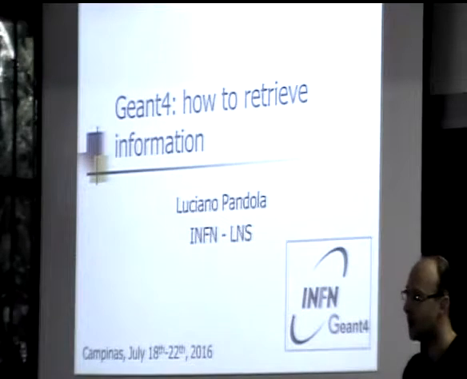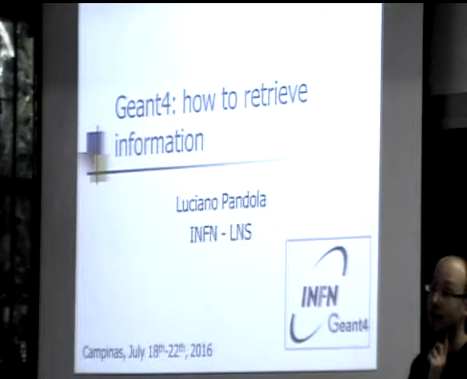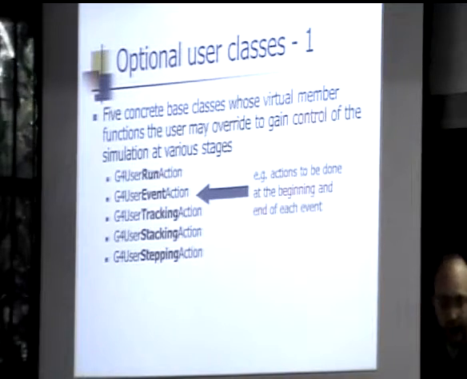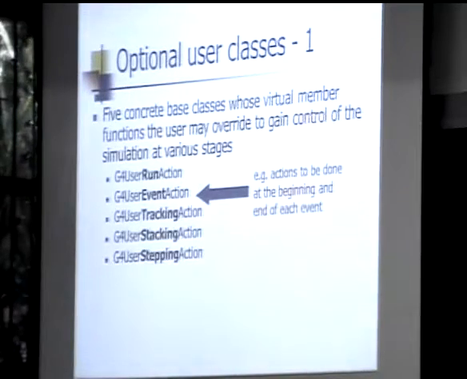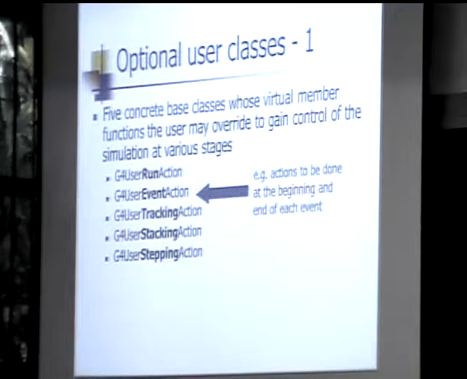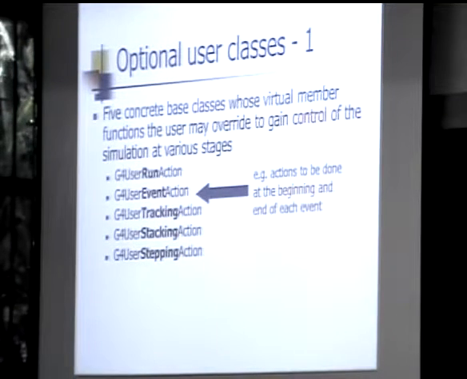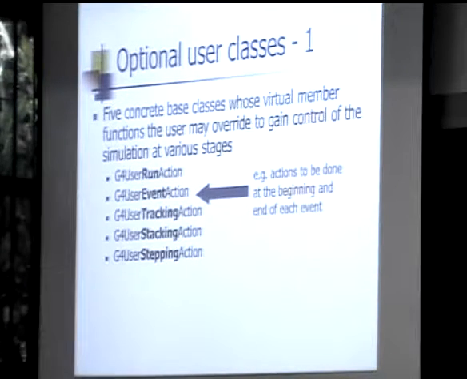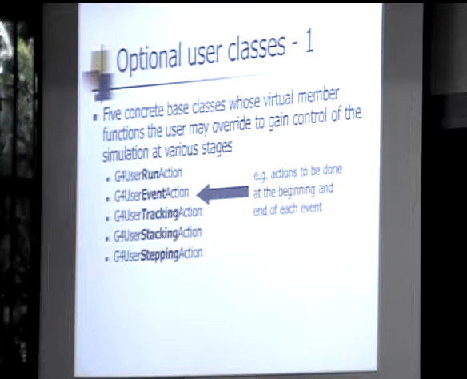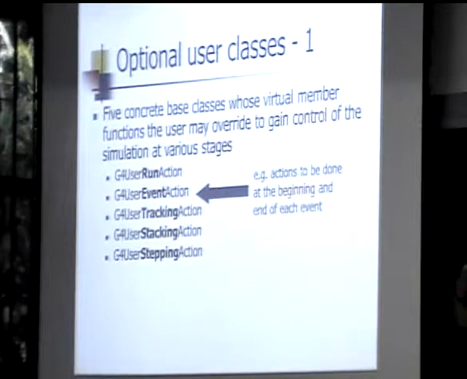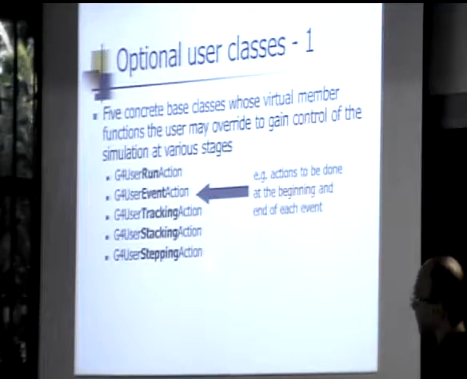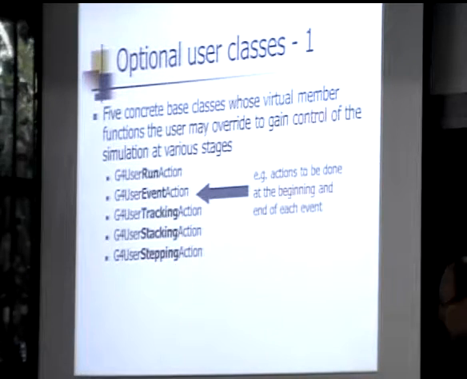If you have to do something which is pretty common, GEANT4 is already providing some tools that are ready for use. So now we are talking about those optional classes that gain control of a GEANT4 simulation at various stages. Run action is what is performed before and after each run. Event action is what is performed before and after each event. Stacking action is called every time you register a new secondary. Stepping action is called every time you have a step. So depending on the actions that you want to perform, you have to put them into the proper class.